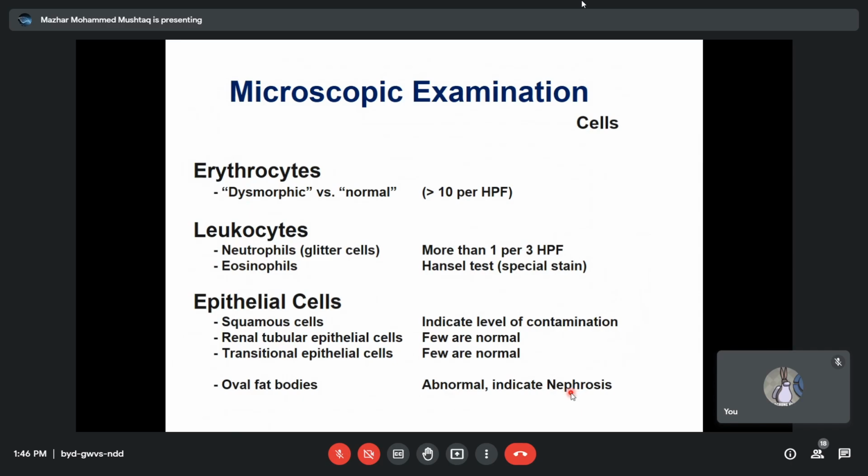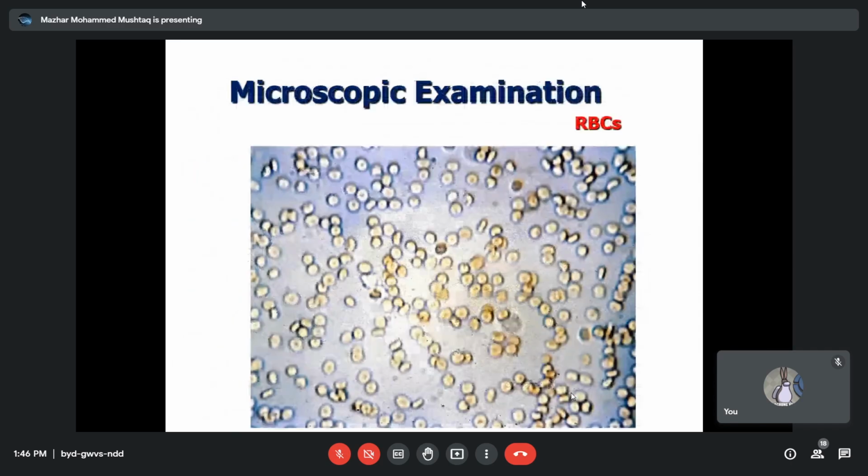Similarly, the oval fat bodies can also be seen, so that also indicates that there is some problem with the nephron. So this is, for example, the shape of the red blood cell in the urine. You can see here a large number of red blood cells are present in the urine, and they are normal in shape. If you see here, there is a small hole in the middle of all of them.